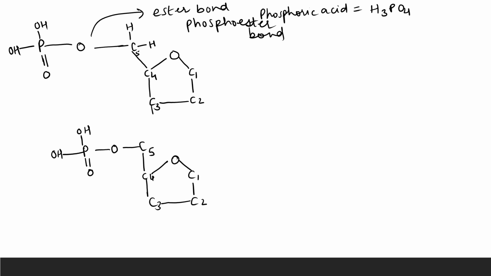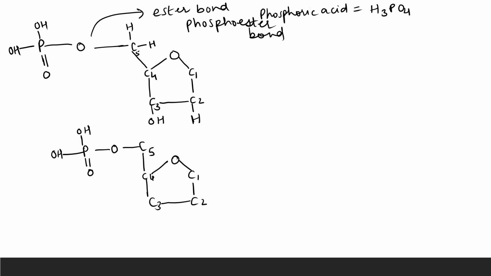Now on C3 we have OH here, right? And on C2 we only have H, because we want deoxyribonucleic acid in case of DNA, right? So in this one we have released one O. I hope you remember this because we have done all these things in the previous video.